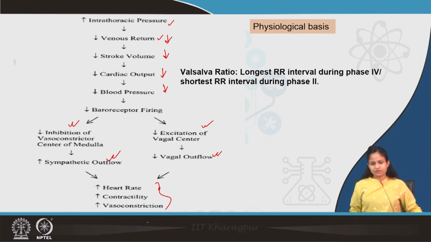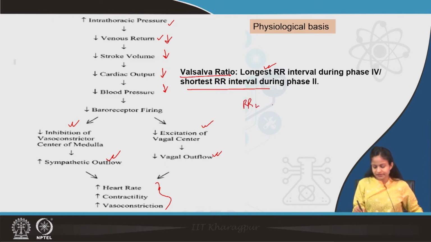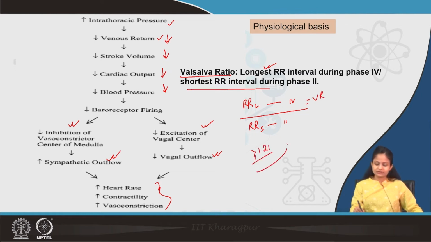Now, what we check for this Valsalva maneuver is the Valsalva ratio. We check for the longest RR interval during phase 4, that means when the strain is already released, and the shortest RR interval during phase 2. The longest RR interval in phase 4 divided by the shortest RR interval in phase 2 will give the Valsalva ratio, which usually is more than or equal to 1.21. So, this is the normal Valsalva ratio which we get.